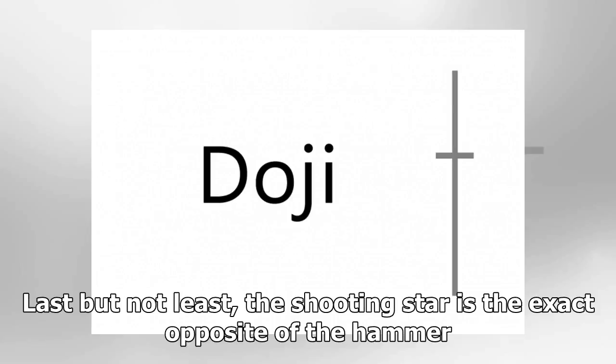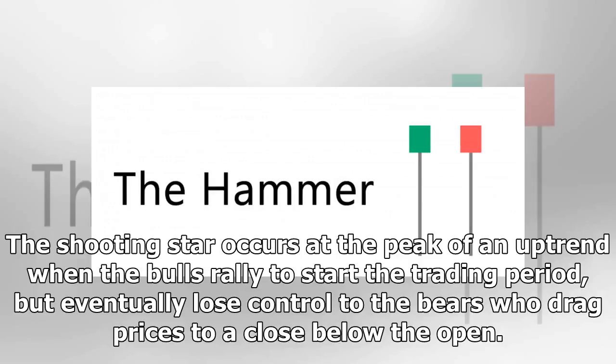Last but not least, the shooting star is the exact opposite of the hammer. The shooting star occurs at the peak of an uptrend when the bulls rally to start the trading period, but eventually lose control to the bears who drag prices to a close below the open.